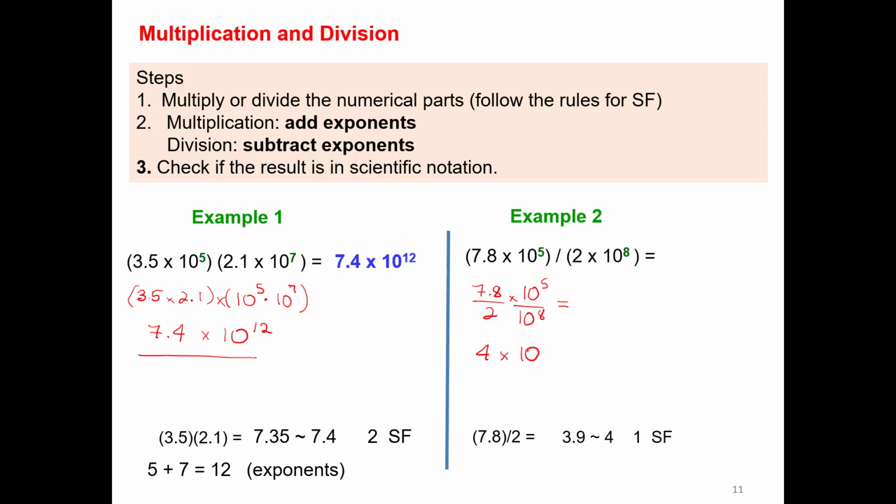Now for the power of 10, we had subtraction. Then we had 5 minus 8. Then the exponent of 10 will be -3. Then the correct answer is 4 multiplied by 10 to the power -3. And this is the answer.